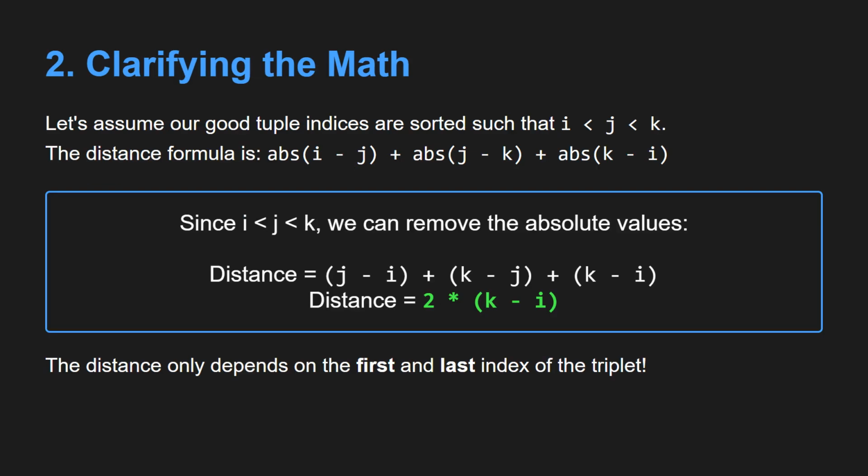Let's clarify the math behind the distance formula. If we sort the indices such that i is less than j, which is less than k, we can drop the absolute value signs. The formula simplifies beautifully. The negative j and positive j cancel out, leaving us with exactly 2 times the quantity k minus i. This means the distance strictly depends on the gap between the first and last occurrence in our triplet.